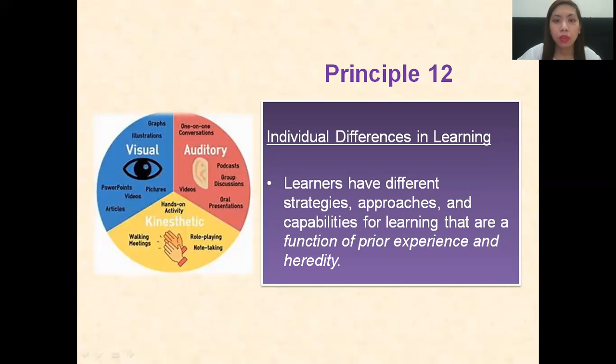Principle 12 is the individual differences in learning. Learners have different strategies, approaches, and capabilities for learning that are a function of prior experience and heredity. Individuals are born with and develop their own capabilities and talents. Through learning and social acculturation, they have acquired their own preferences for how they like to learn and at the pace for which they learn. For example, we have learners of different learning styles. We have auditory learners, we have visual learners, and we have kinesthetic learners.